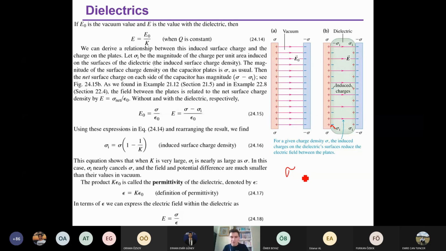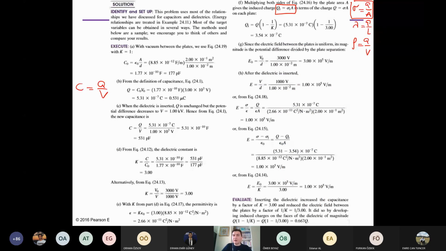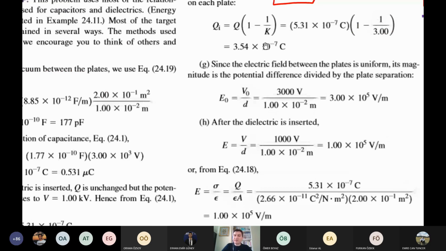Sigma is given with Q over A, and sigma I is given with Qi over A, same area. So instead of sigma I, instead of sigma, just use this formula. Then you can get the same result for the Q value. Qi is equal to Q times 1 minus 1/K. What is Qi? Induced charge within the dielectric material. This is the initial charge on the plates, and this is the dielectric constant of the dielectric material.